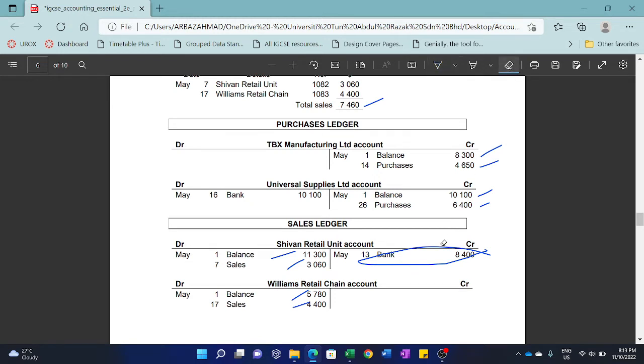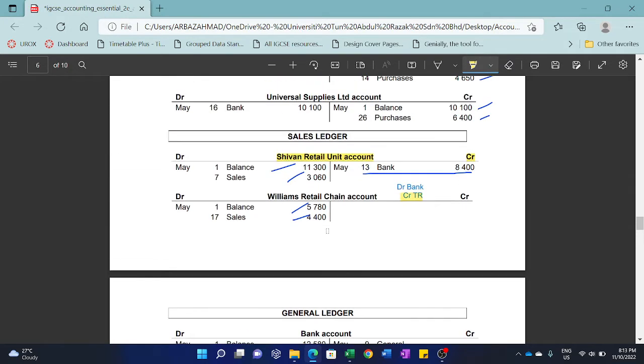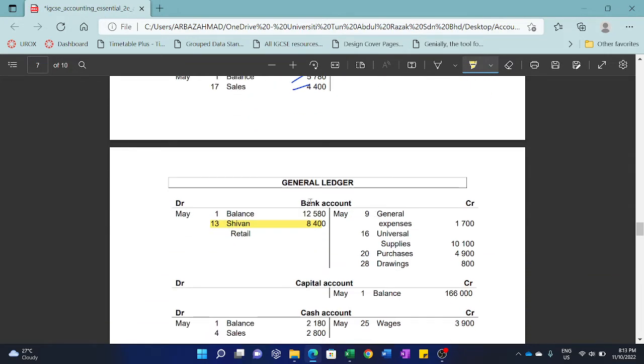So why do we have this transaction here? Because the customer paid. When the customer pays, you debit your bank account because you receive money, and you credit your trade receivable. I can just write TR. So we credit the trade receivable. He is paying us, so we credit him, and we debit our bank account, depending on if we are preparing the bank account. In this case we are preparing the bank account. So other cash transactions go directly into the bank account.